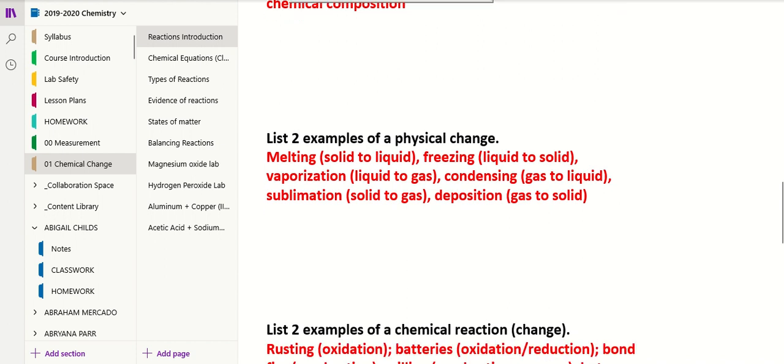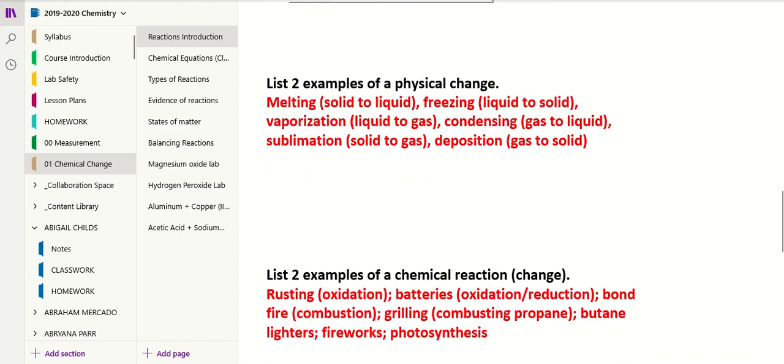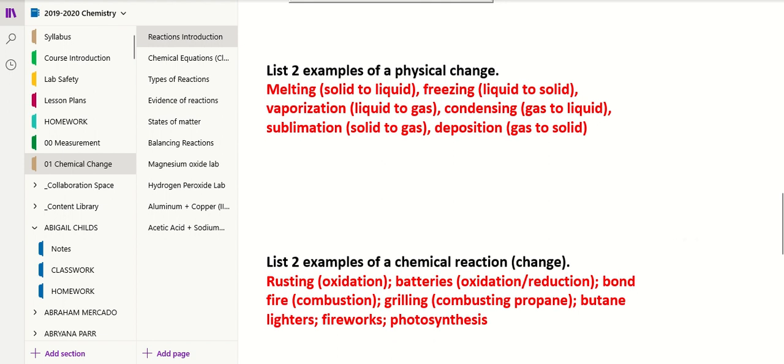Yeah, so you guys are all familiar with chemical reactions. They're happening around you every day. Here's some examples. Rusting, oxidation, batteries. Oxidation reduction is what is going on with batteries. Bonfire. Who's ever been to a bonfire? Hopefully everybody. Grilling. Has anybody ever combusted propane before?